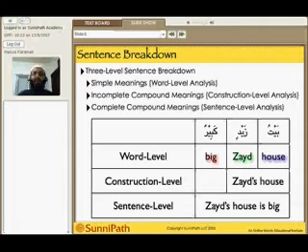And determine the simple meaning conveyed by each word. So we look at each word and we learn that Bayt means house, Zayd means Zayd, it's the name of a person, and Kabir means big. So this is the word level analysis. We've taken each word, isolated it, and learned its meaning on its own.